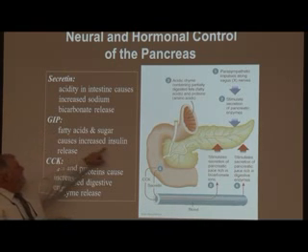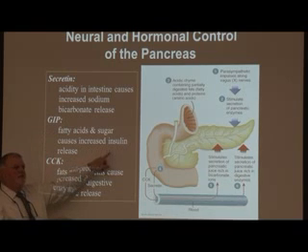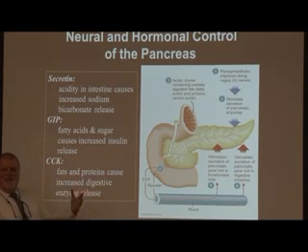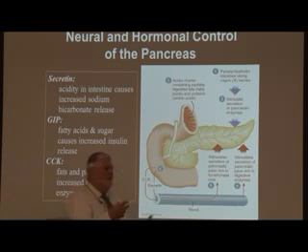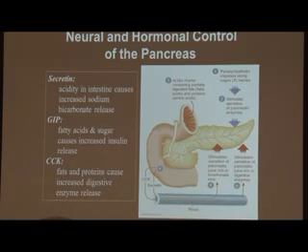And then GIP stimulates the release of insulin, which is going to be on board when you begin to absorb the sugars, so that you can manage the sugars within your bloodstream.